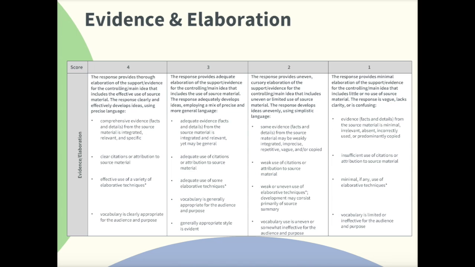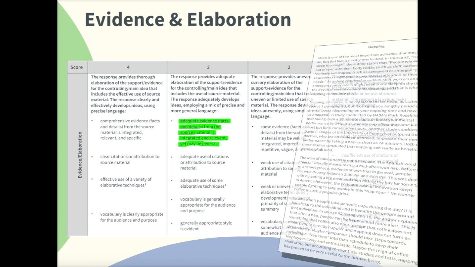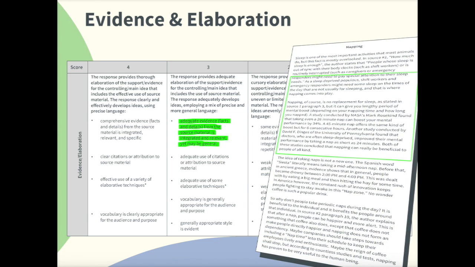So let's score the evidence and elaboration dimension now that we have tagged some evidence. I've highlighted the level 3 indicators for adequate evidence is integrated and relevant. The evidence is not quite comprehensive, the level 4 requirement, because in discussing the problem of a sleep-deprived populace, the essay does not fully explain why it is a problem for all people, not just shift workers and healthcare providers. Nor does it discuss the effects of not getting enough sleep beyond poor work performance.